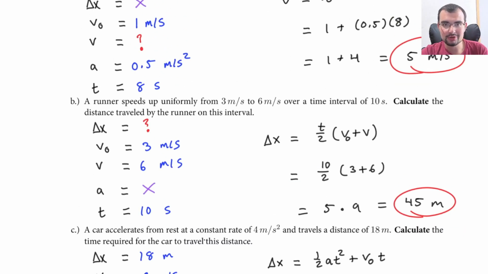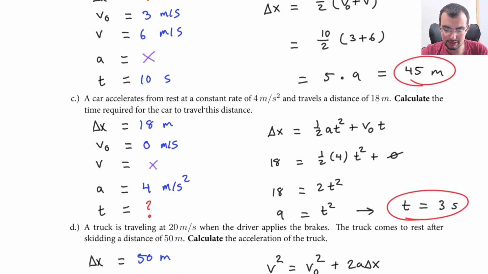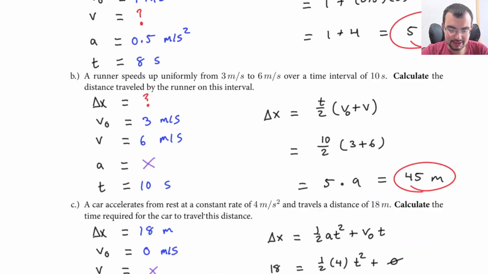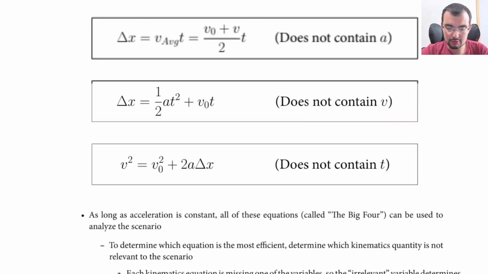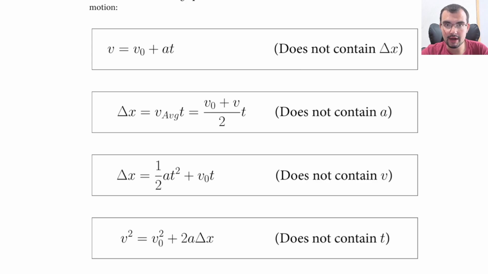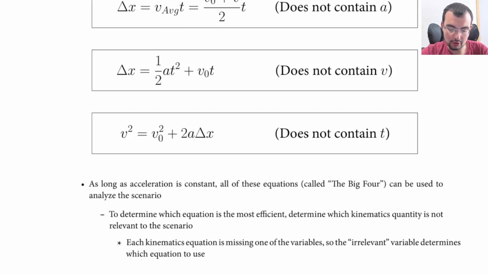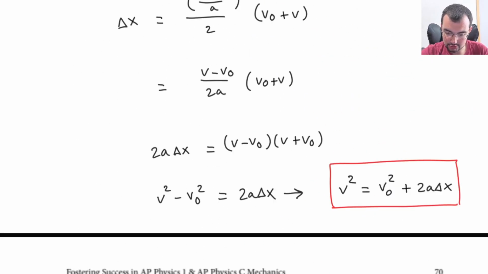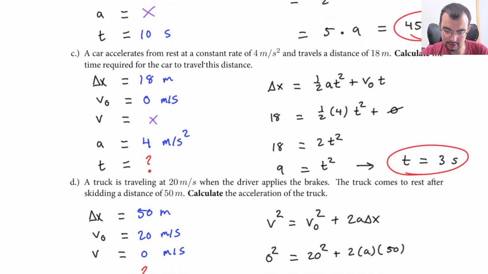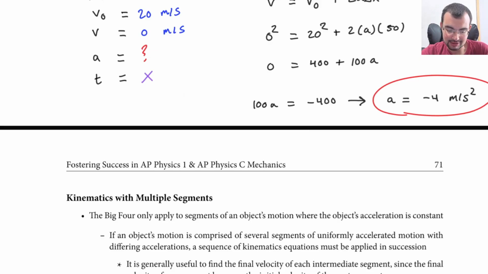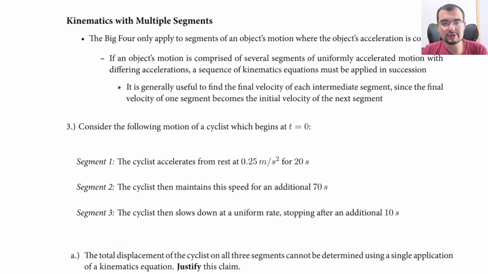So that's how you handle just these kinematics questions with numbers. Find the missing variable, and whichever one is not relevant to your problem tells you which of the big 4 is most helpful. Although they are all true at all times, they're just not always useful, as long as acceleration is constant. And our first caveat to that would be multi-segment motion, where there's just multiple different things happening in a sequence.